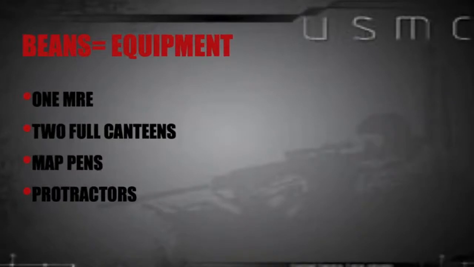Starting with beans, what does it consist of? It outlines all the food and general supplies that an individual needs. Here's an example of what it should sound like in the order. Equipment. Everyone will have 1 MRE, 2 full canteens, map pens, and protractors.